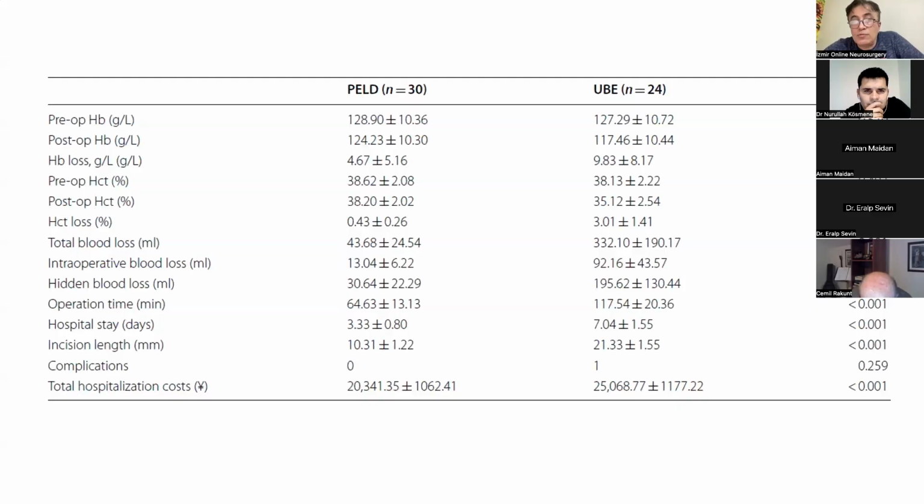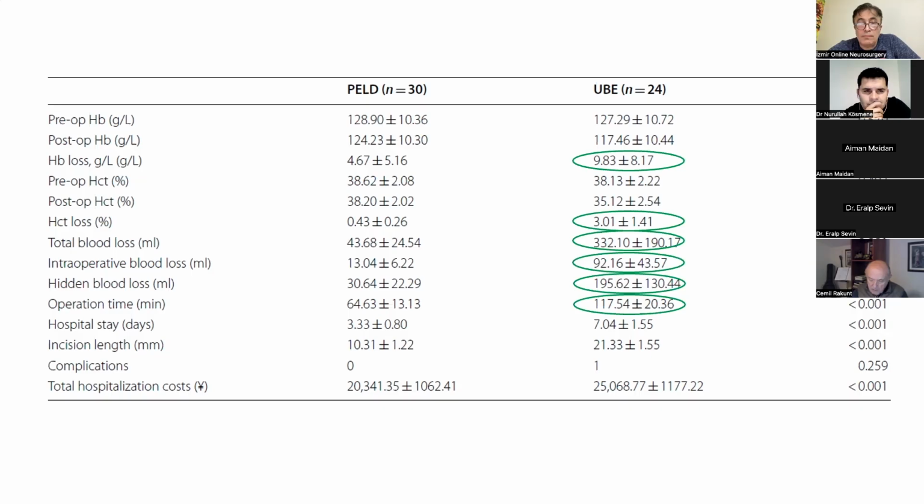Compared with the transforaminal group, the UBE group was associated with more hemoglobin loss, more hematocrit loss, higher total blood loss, higher intraoperative blood loss, higher hidden blood loss, longer operation time, longer hospital stay, longer incision length, and more total hospitalization costs.